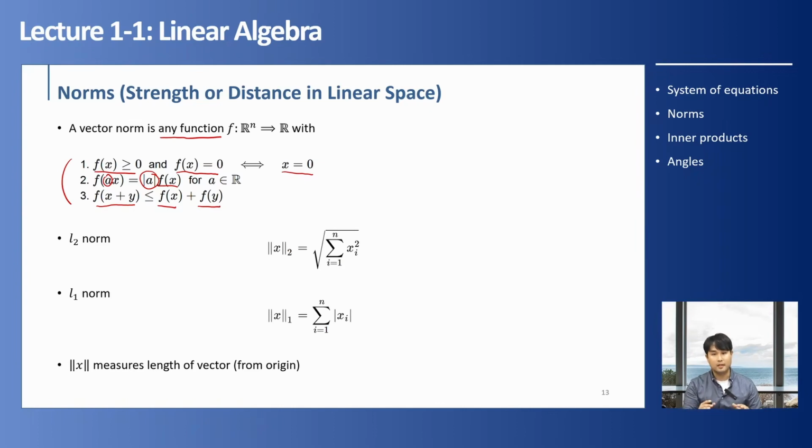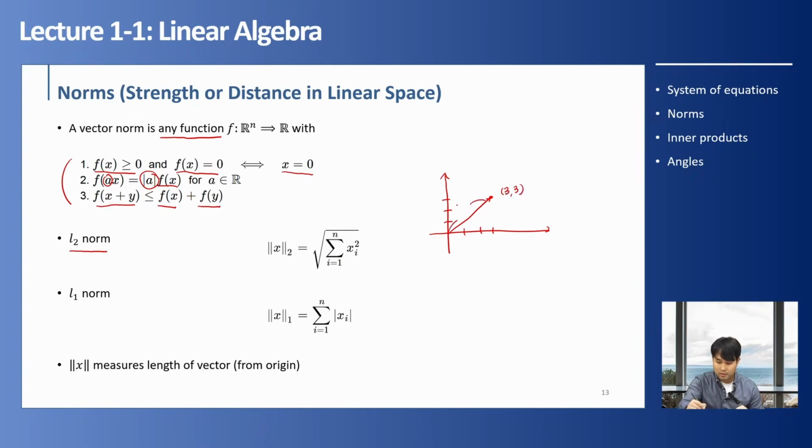And because I said that the norm can be any function, there exists more than one definition of a norm. And the first type of norm that I'll be introducing is the L2 norm. And I'm pretty sure this is the type of norm that most of us are most familiar with. So within a Euclidean space, the norm can be simply seen as the distance from the origin to a vector.